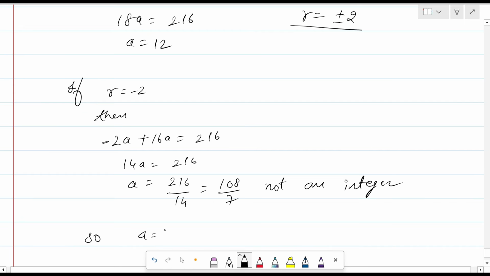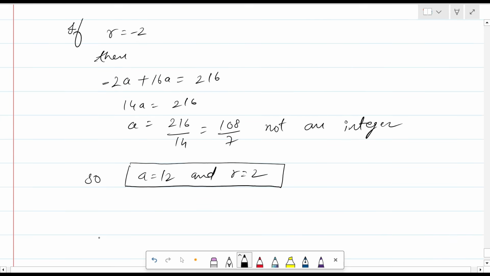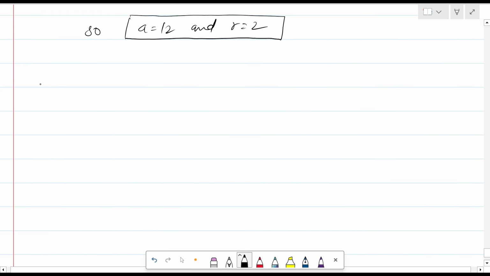So A is 12 and R is equal to 2. This is the required data for this question. Now, another question.